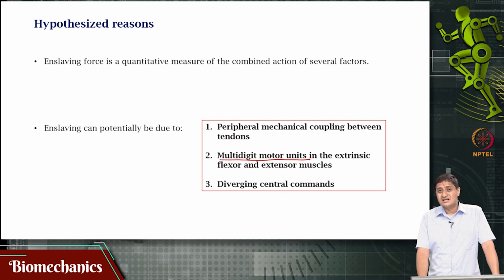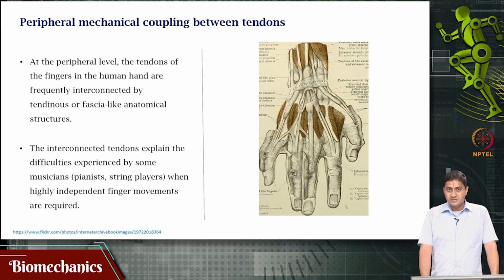The other possibility is likely central. There might be neural factors, there might be diverging or differential central commands. Maybe the neural architecture, or the neural structures that control individual fingers themselves are different and are themselves somehow dependent on each other, that they cause some form of enslavement. We actually do not know which one this is. We will discuss part of this in this video and part of this in the next week in much greater detail. Okay. The first cause that we discuss is peripheral mechanical coupling between tendons of the fingers.